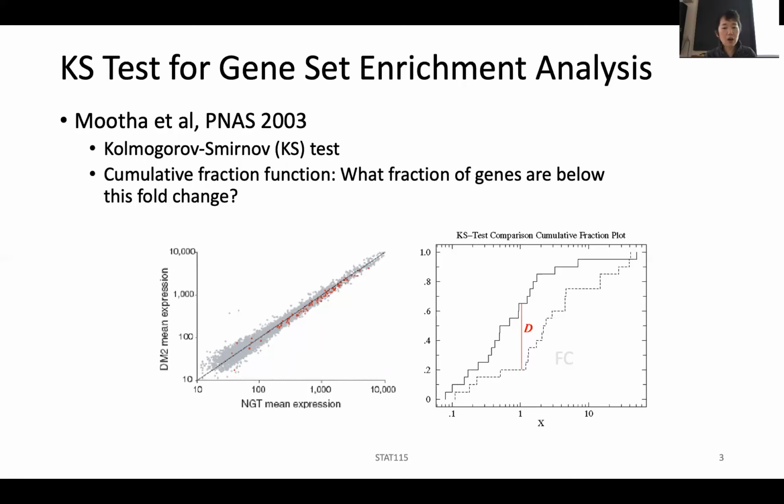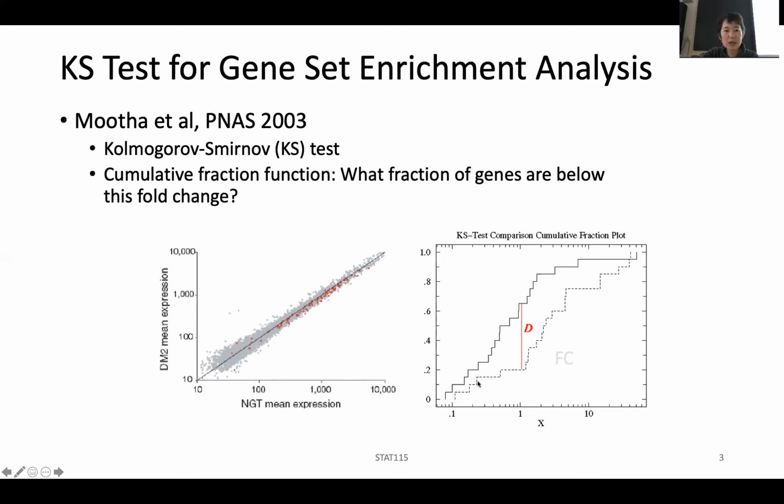instead, you can rank all of the genes, all 20,000 genes, from the beginning to the end based on their level of fold change. In this case, if you look at all the genes in here, I think this dotted line is the genome-wide distribution, which is a cumulative fraction function, showing what fraction of genes have a fold change below this level. So you might see initially there are some genes that have fold change. By the way, this is already a log fold change. Sorry, this is a fold change.